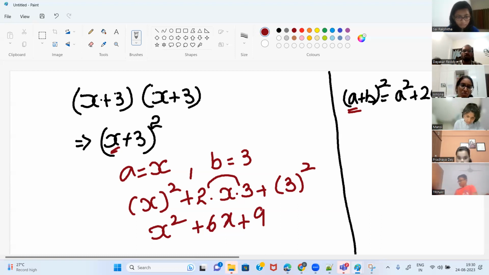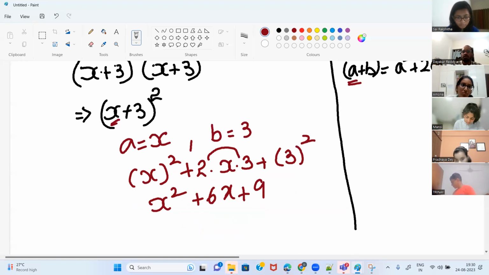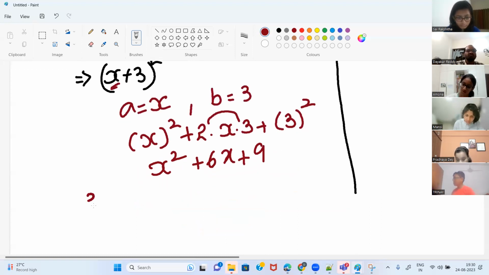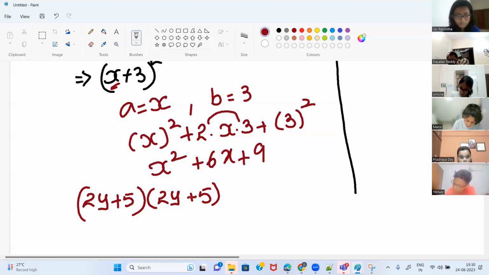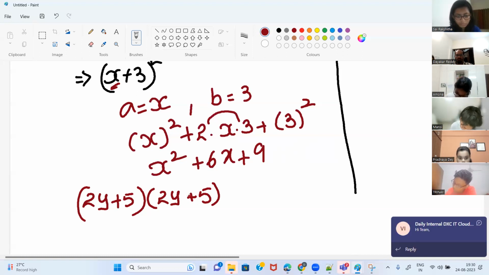Next problem, try to solve here only. First identify which formula, then what is my A, what is my B. 2y plus 5 into 2y plus 5. Yes, try to solve. Very good, correct.